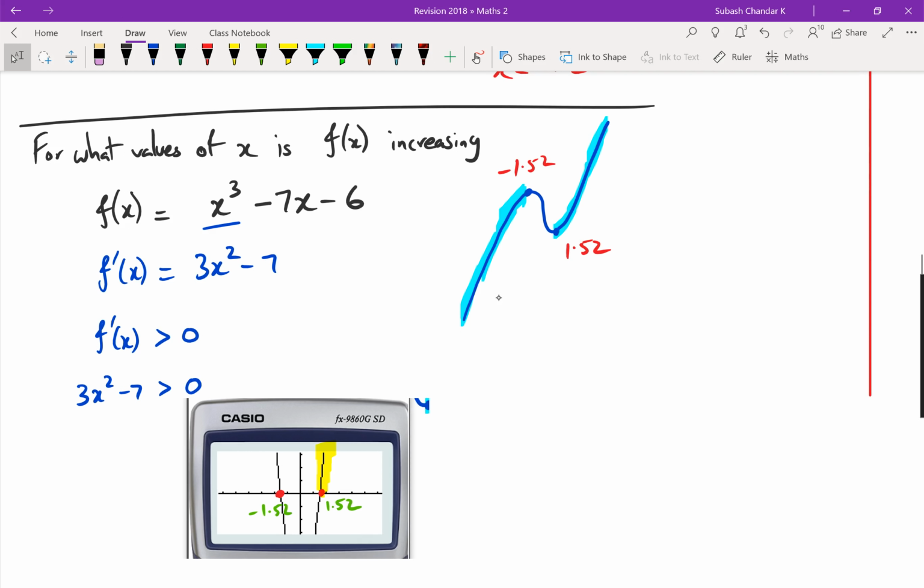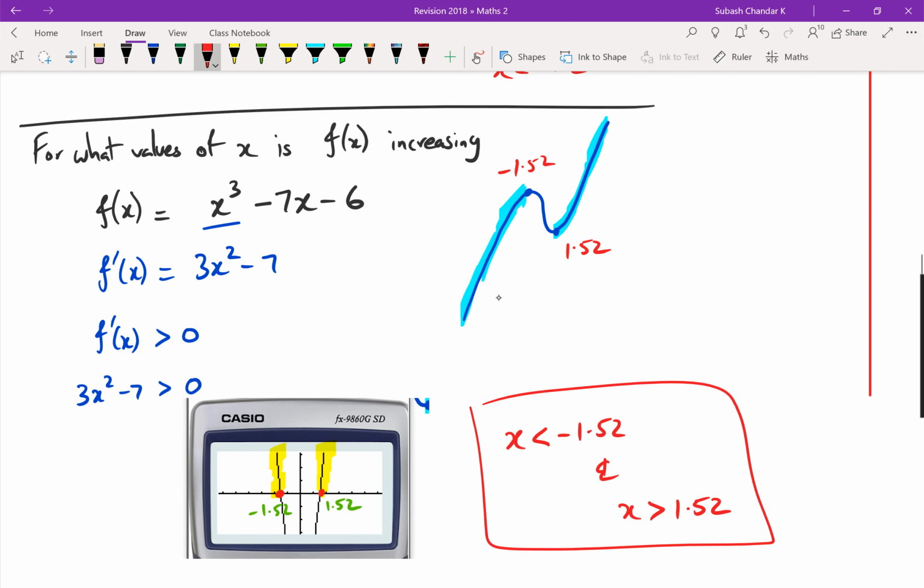But are we actually finished with this question? We're not, because we needed those two zones. So the two zones in this case are when x is less than negative 1.52 and when x is greater than 1.52. So that will be your final answer.